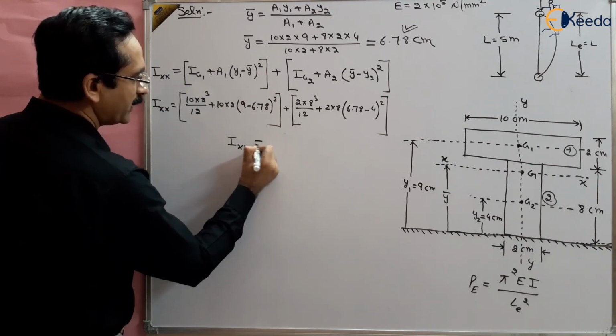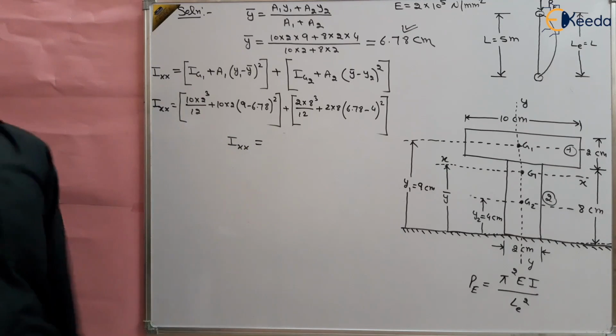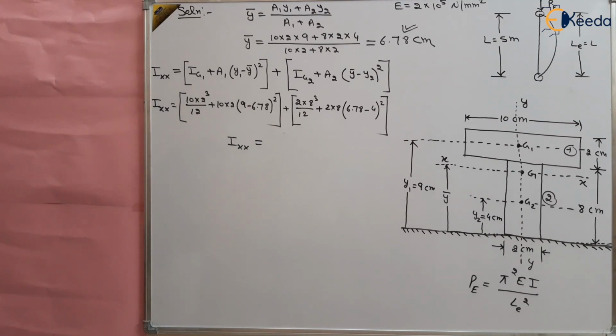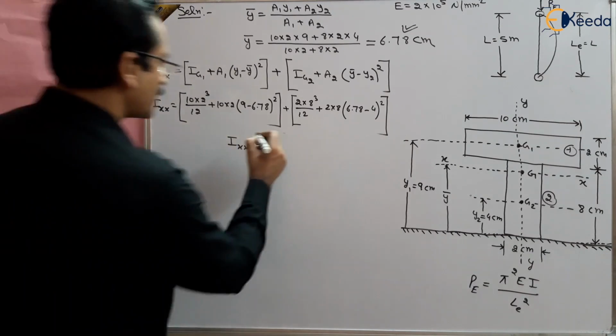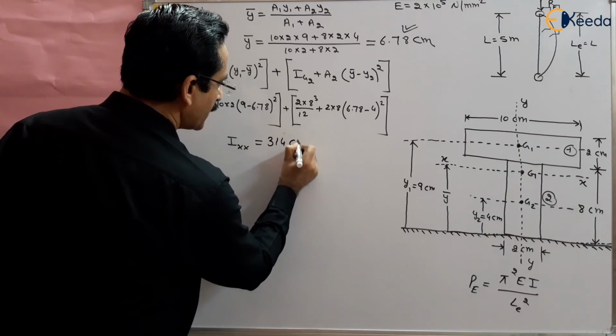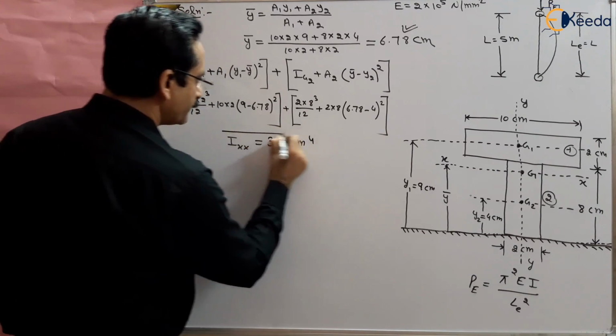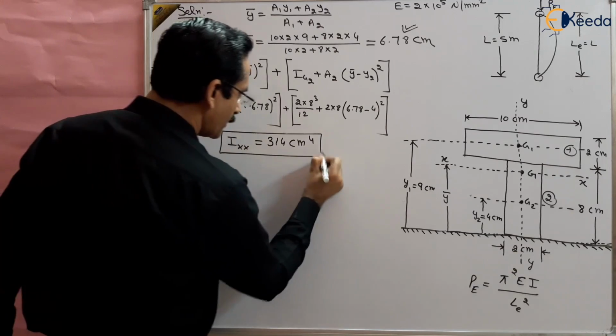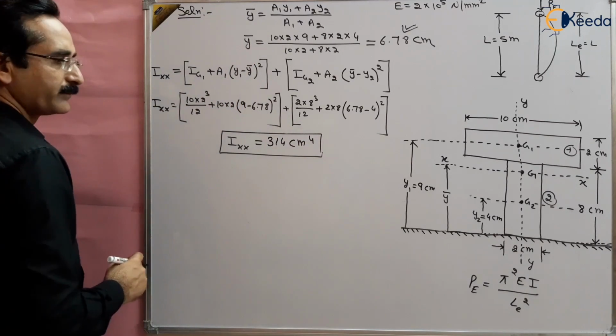So Ixx will be equal to, use a calculator, take your time and solve the question. You will get 314 centimeter to the power 4. So this is the moment of inertia about xx.